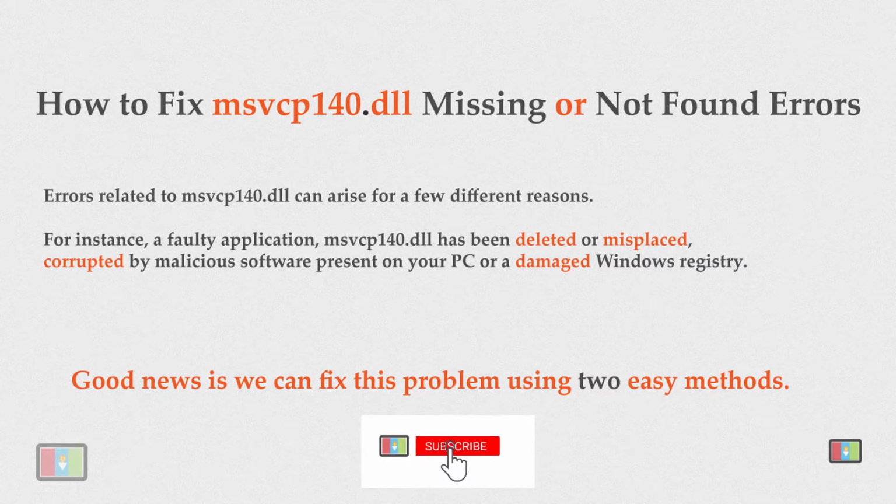In this video we are going to learn how to fix msvcp140.dll is missing or not found errors. Let's start. Errors related to msvcp140.dll can arise for a few different reasons. For instance, a faulty application, msvcp140.dll has been deleted or misplaced, corrupted by malicious software present on your PC, or a damaged Windows registry. Good news is, we can fix this problem using two easy methods.